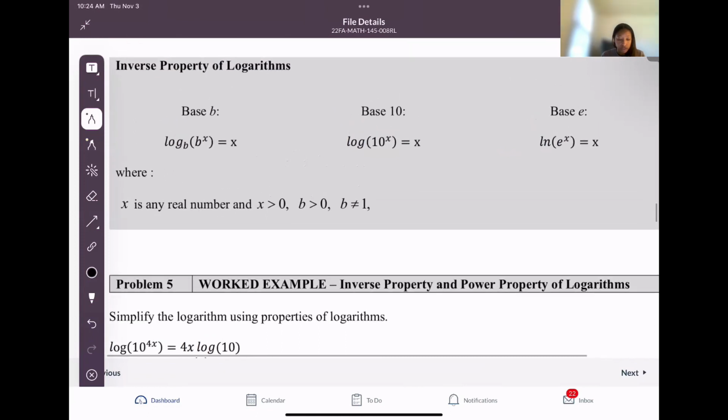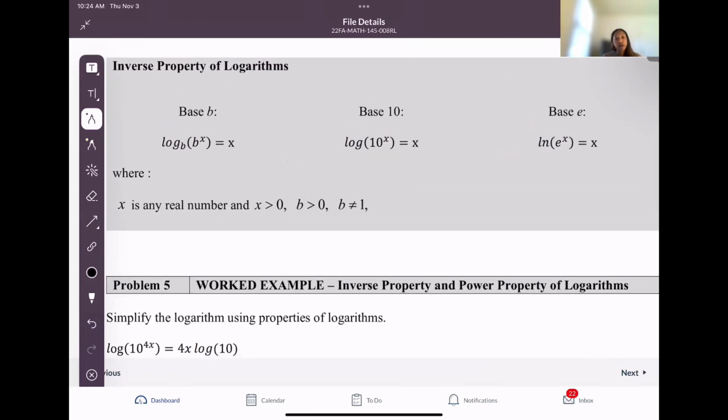We wrote something similar to these earlier, but these are the inverse properties that we are going to use to help us simplify. They make our life very nice and easy. If we have log base b of b to the x, that just equals x. We have log of 10 to the x, that just equals x. And if we have ln of e to the x, that just equals x. So write these down.